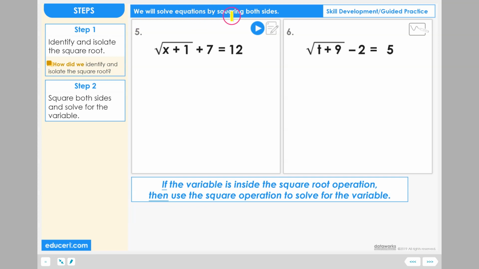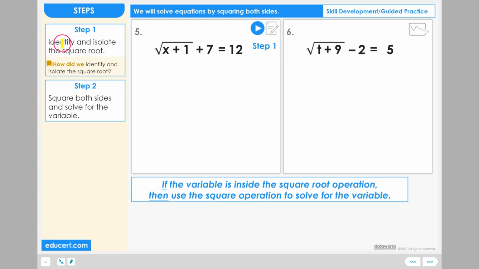Let's solve equations by squaring both sides. Equation number 5. The square root of the quantity x plus 1, plus an additional constant of plus 7 outside of the square root, equals 12.